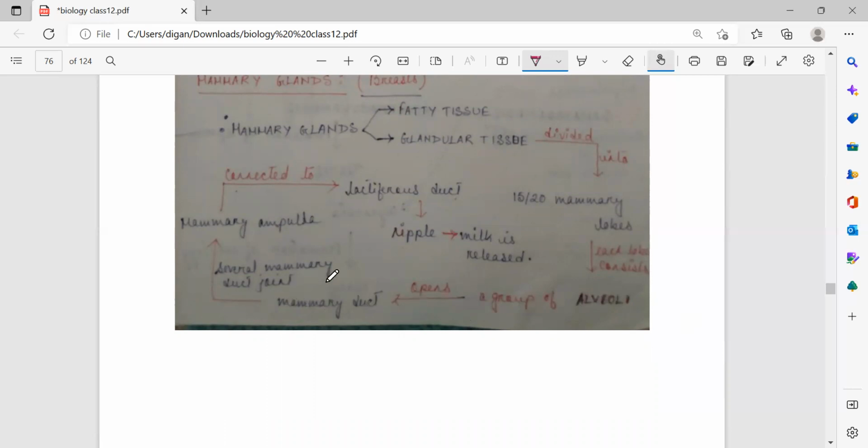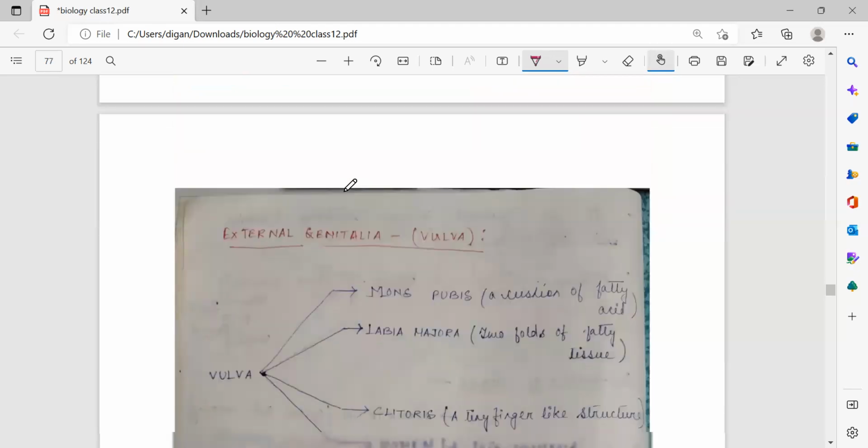Then small mammary ducts join, and they form the mammary ampulla. The mammary ampulla is connected to the lactiferous duct, then the lactiferous duct is connected to the nipple, and milk is released through this nipple. So this is the mammary gland. Just remember this chart, then you can easily write any question that comes from the mammary gland. Generally, from the mammary gland, short questions or MCQs are very important.